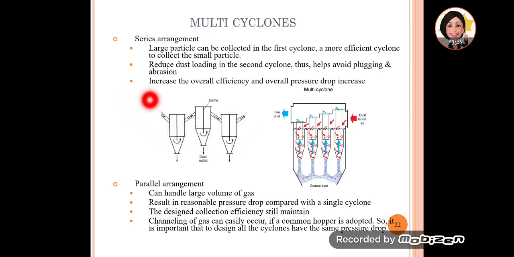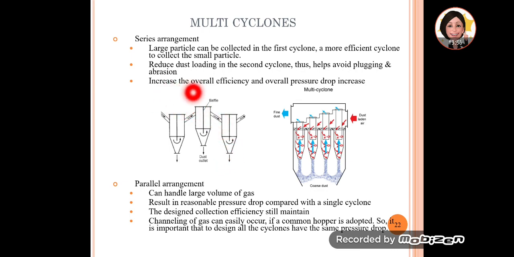So literally, the gas will flow into the first one, and this cyclone will be designed for a larger particle size. Then the air that leaves this cyclone will feed into the next cyclone, and so on. Okay, so with that we can design the cyclones to cater to the range of particle sizes that we are looking at. And here we collect the different particle sizes of the dust.